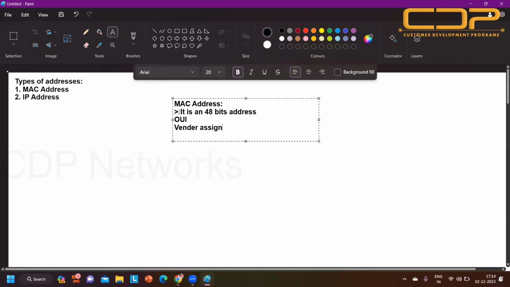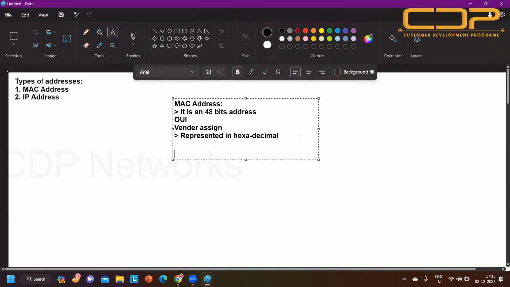Fine. So how do we represent MAC address? We represent MAC address in hexadecimal notation. How many of you know how many characters are there in hexadecimal? 16 characters are there, 0 to F. So my MAC address can be what?